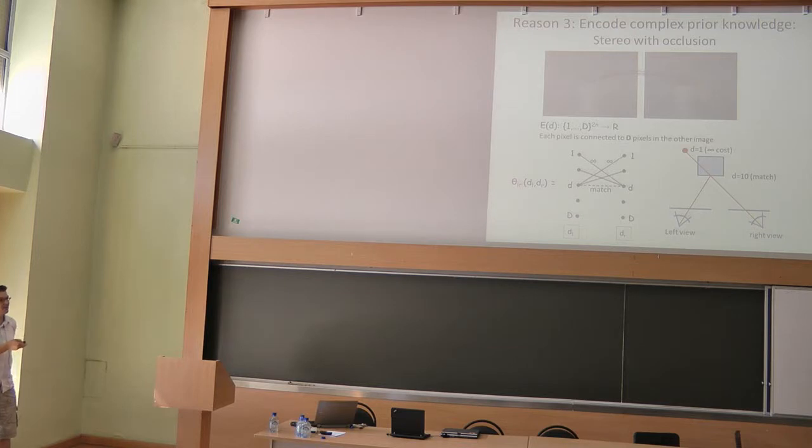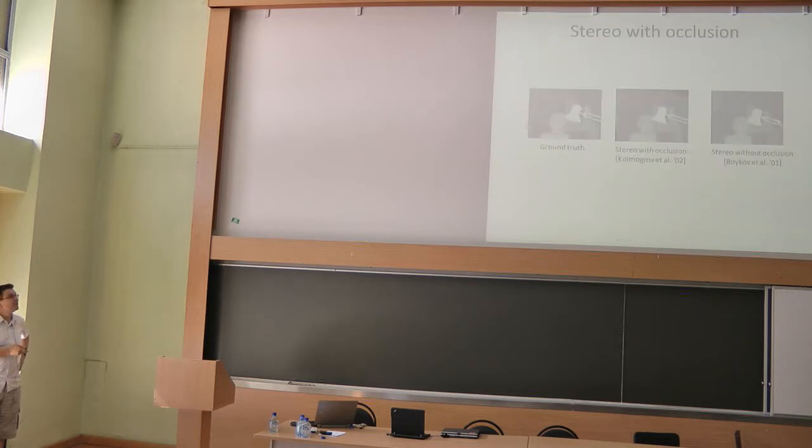So this is a very special structure, and it's a much more complex, highly connected MRF. A bit later, when I come to the comparison, we'll see that this is much harder to optimize than a standard 4-connected one. And you see that the results with occlusion reasoning are much nicer. This one is with occlusion reasoning, and this is without occlusion reasoning.